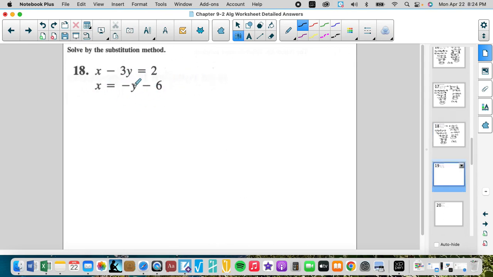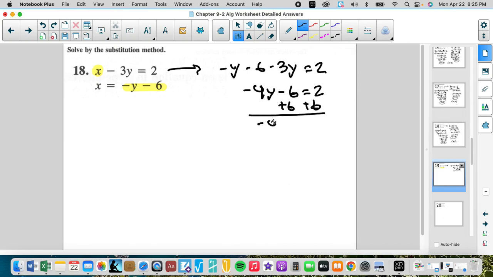Oh, all right, this is nice. This one's already solved. So we're already isolated here. So I'm going to take this, and I'm going to plug it in for the x in the other equation above. So this is going to become, instead of writing x, I write negative y minus 6 minus 3y equals 2. That is negative 4y minus 6 equals 2. Add 6, add 6. Negative 4y equals 8. Divide by negative 4. Y equals negative 2.